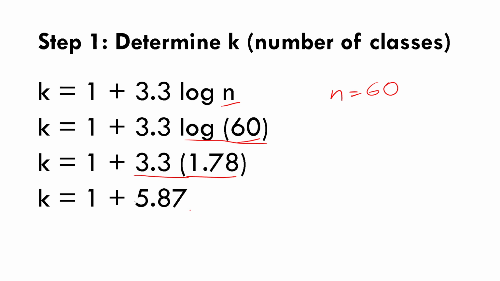That is approximate because this one still has a lot of decimal values. Adding these two, we'll have approximately 6.87, and if it is rounded up to the nearest ones, that will be equivalent to 7. Ibig sabihin, we'll have k equals 7, or 7 as the number of classes.